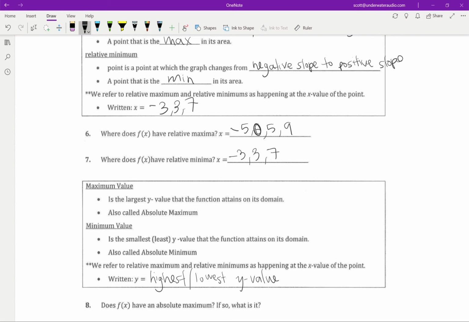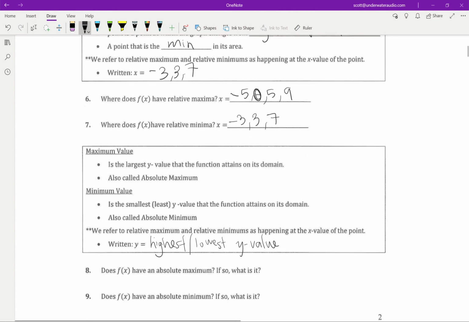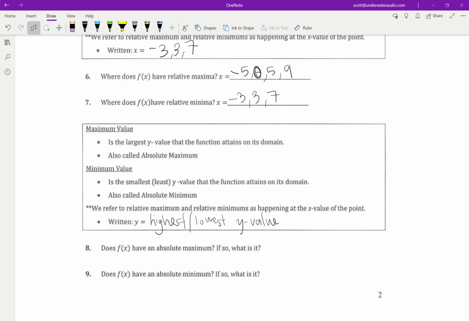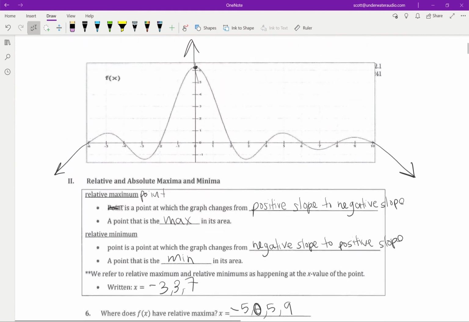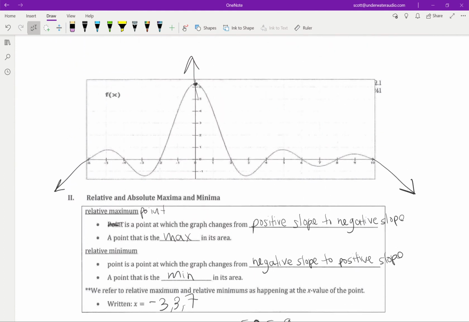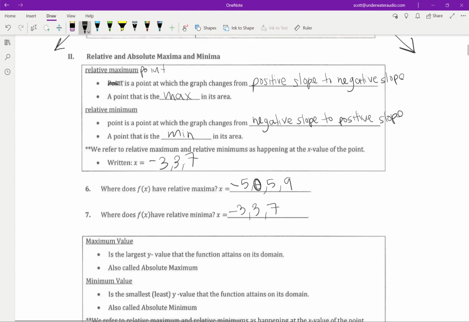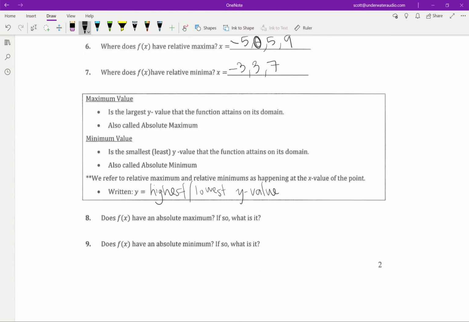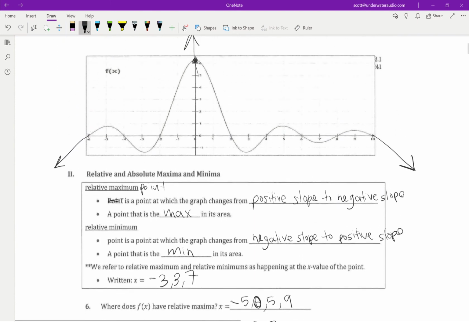Cool. So in this case, does f of x have an absolute maximum? And does it have a minimum? If so, what is it? We kind of already answered that, but let's go look. The highest y value that this gets to is 6.2, so I'd write y equals 6.2. But there is no minimum value, because the function keeps going negative in either direction. So it does have a maximum, that's y equals 6.2. It does not have a minimum. Cool. So we'll pause here and feel free to ask questions.